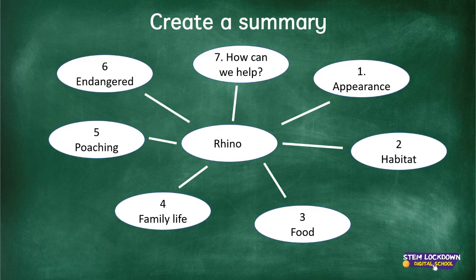And number 7, how can we help? Do you remember any of those points about how we can help? Right. There's one heading that I didn't cover in this information text. Can anybody spot a missing heading? Yesterday, when I gave you descriptions of the other 7 endangered animals in South Africa, I mentioned something that I haven't mentioned today. Anyone know what it is?